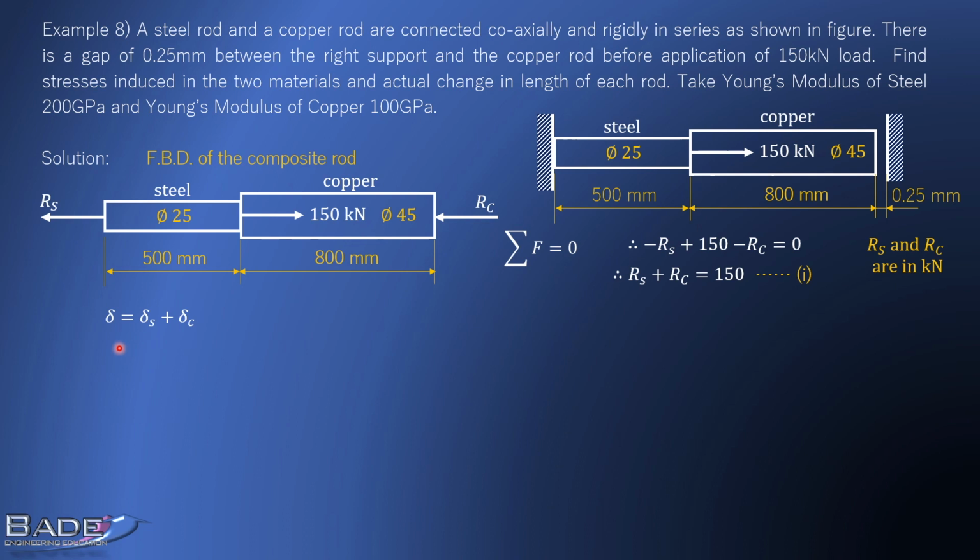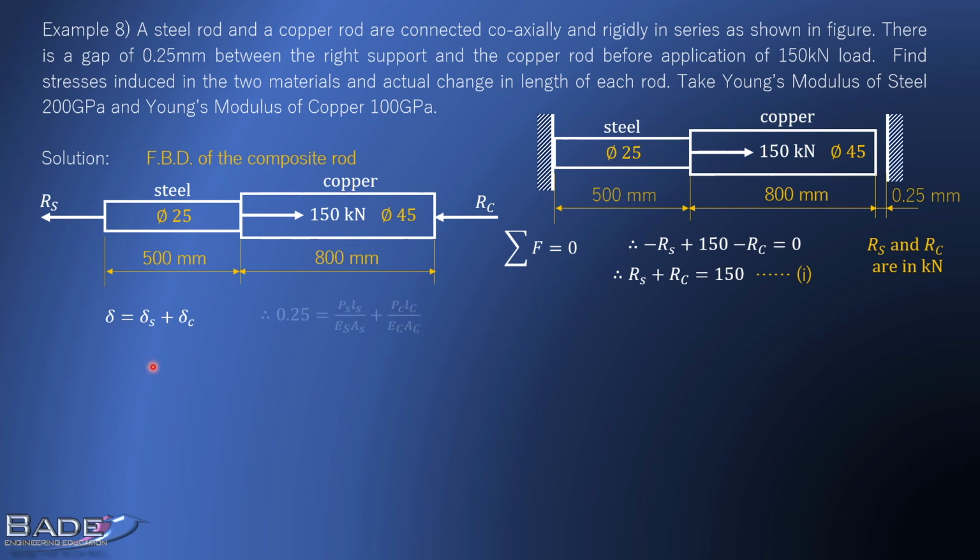Now delta, relation between deformations. This is how you are going to create the second equation. Delta is equal to deformation of steel plus deformation of copper because these two members are in series. So delta is equal to delta 1 plus delta 2. Now important part. Here it is a fixed support and this is also a fixed support. But before this end of the copper rod comes in contact with the support, there is clearly a deformation of 0.25 millimeter.